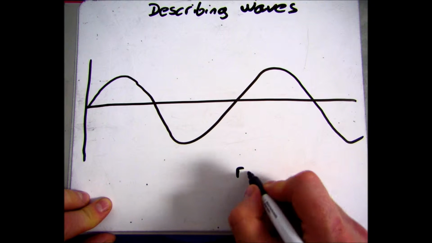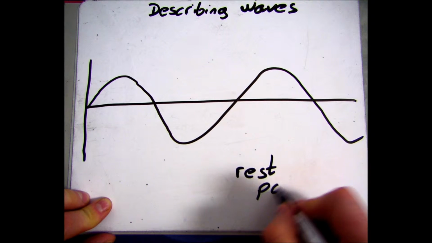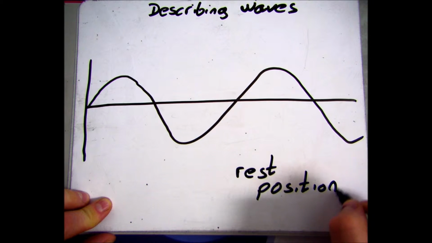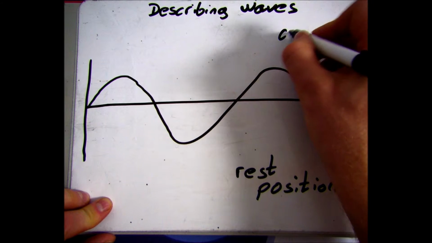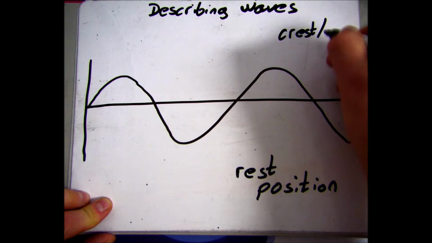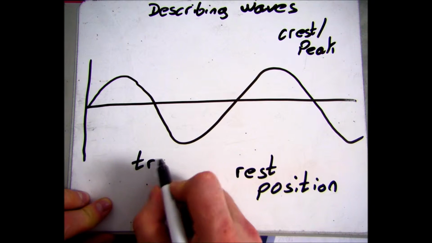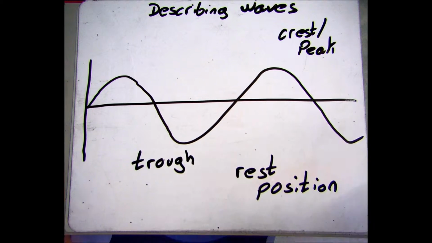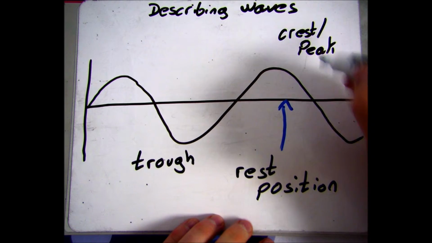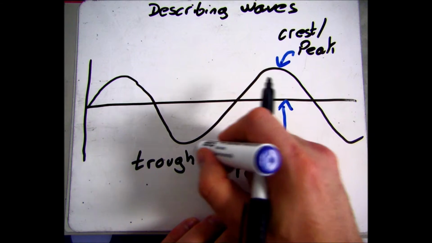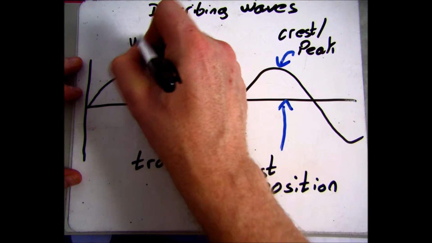This line in the middle is called the rest position. This is where the particles in the wave would be if there wasn't a wave passing, so if they were at rest, if they weren't vibrating. The top bit is the crest, or what we call the peak, and the bit down the bottom of the wave, that's what we would call the trough of the wave.